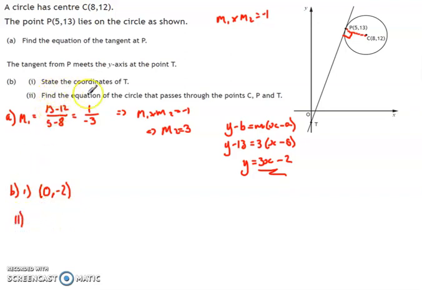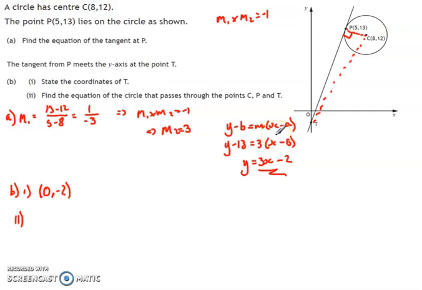Second part is find the equation of the circle that passes through the points C, P, and T. So for the equation of the circle that passes through the points C, P, and T, what I need to do is find firstly my diameter. So the diameter is going to run from C all the way to T. And then I have to use that to get all the information I need for the circle.